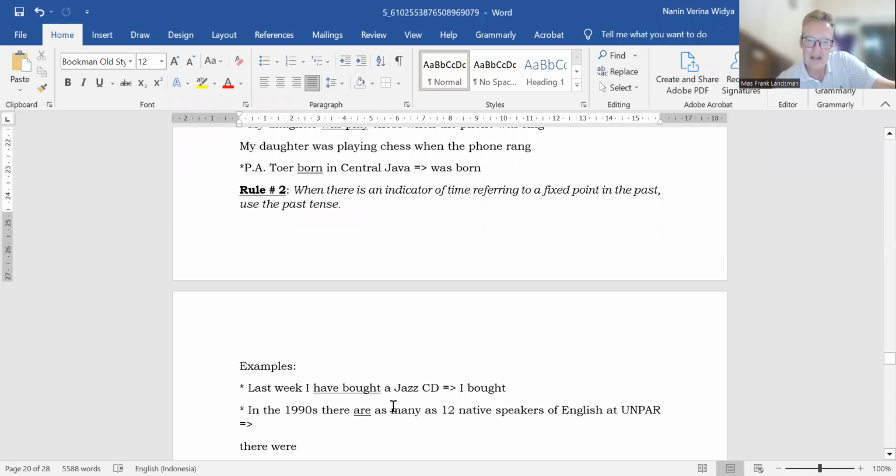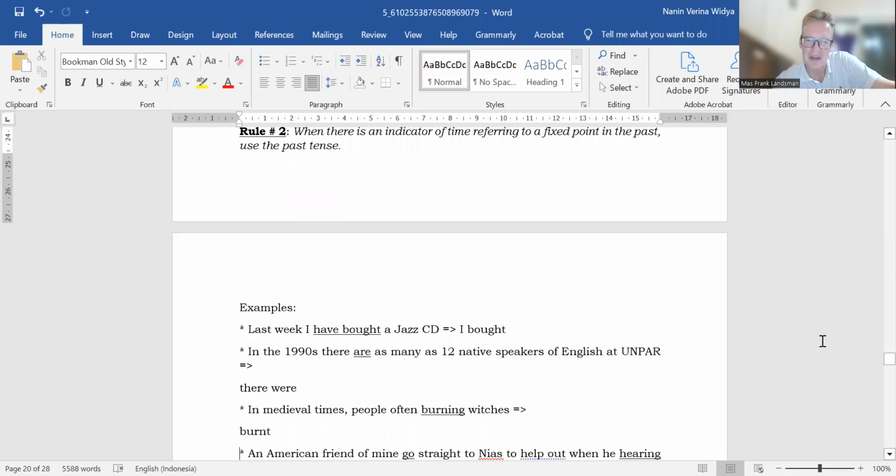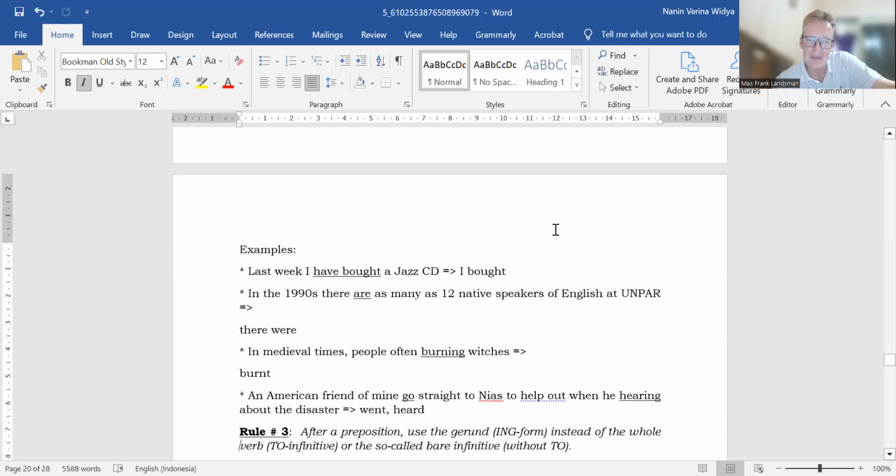In the 1990s, there are as many as 12 native speakers of English at Unpar. That's gone. The 1990s are no longer around, so there were as many as 12 native speakers because it's no longer 1990, or the 1990s, the 90-an. In medieval times, pada pertengahan abad, people often burning witches is not going on. Tidak ada yang membakar sihir, ya penyihir sekarang. So burned, in American English, burned with ed.